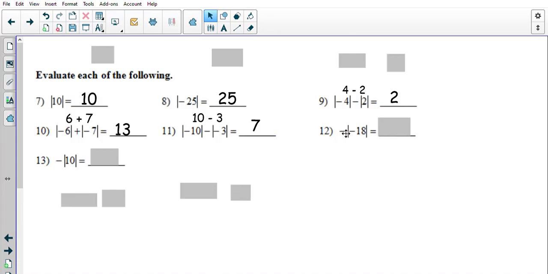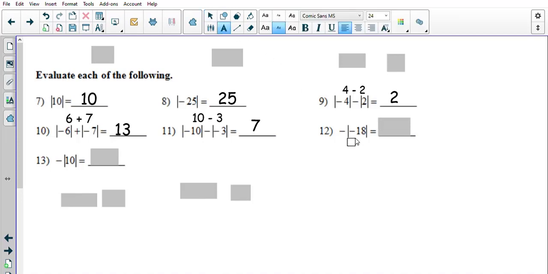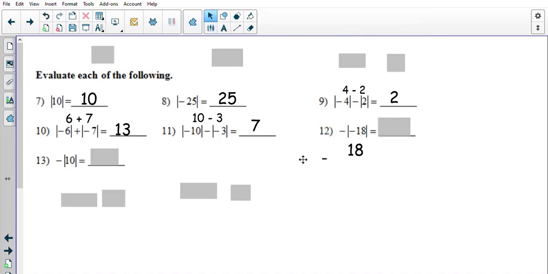So I've got the negative absolute value of negative 18. The absolute value of negative 18 is 18. But I have this negative sign out in front of the absolute value bars, so I still need to tack that on my final answer. So my final answer will actually be negative 18.